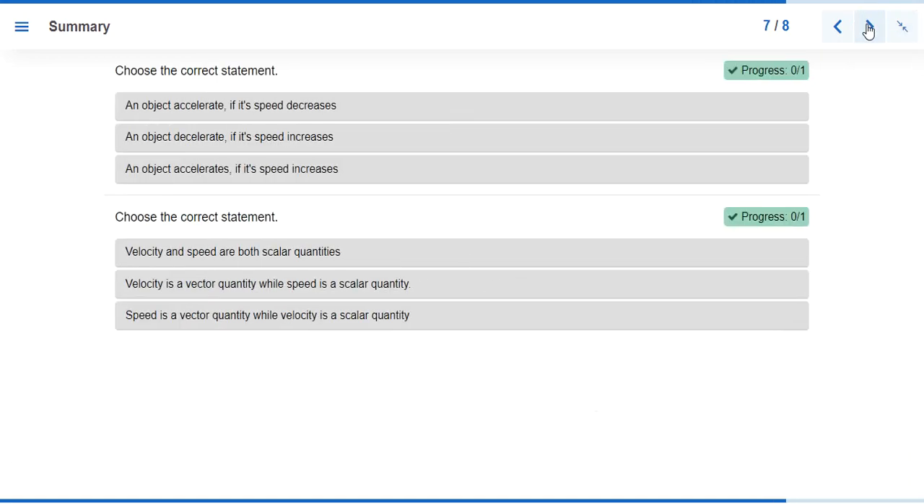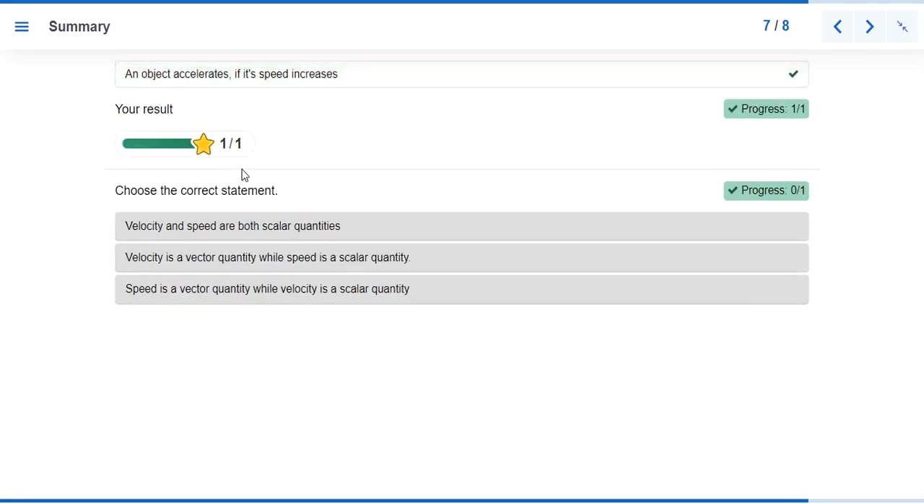Let's move on. So in summary, we are to choose the correct statement. An object accelerates if its speed decreases. Can that be true? No, that object is undergoing deceleration. An object decelerates if its speed increases. No. An object accelerates if its speed increases. Yes.